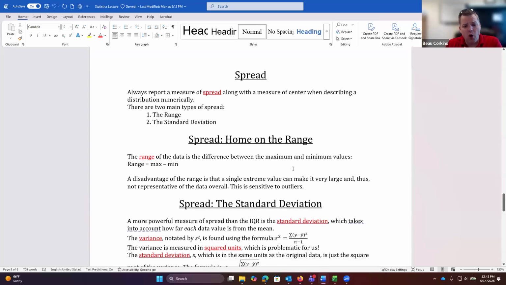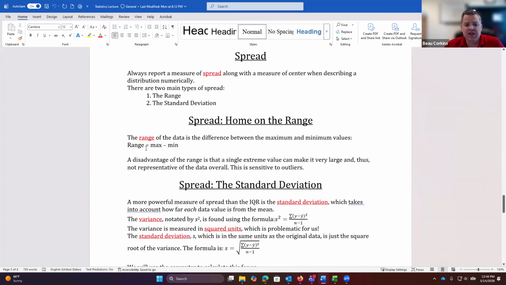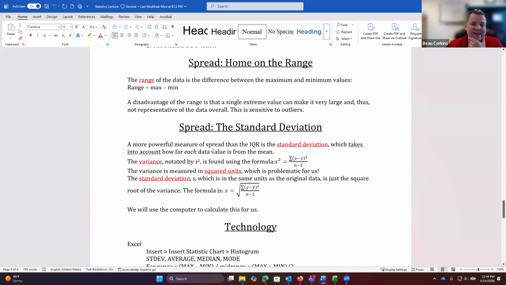Spread is actually more the focus of statistics than center, because how data is spread out actually means more to us. We have two measures that we're going to look at, the range and the standard deviation. Range, without a doubt, is the easiest to calculate: maximum minus the minimum gives you the top and the bottom. It's maybe the one you're most familiar with, that you've seen the most.